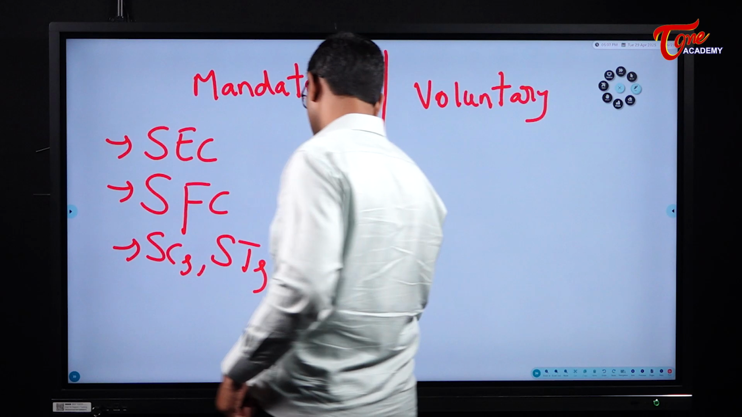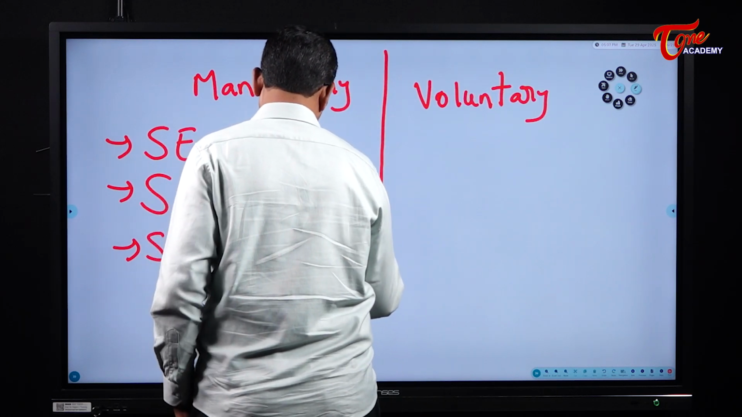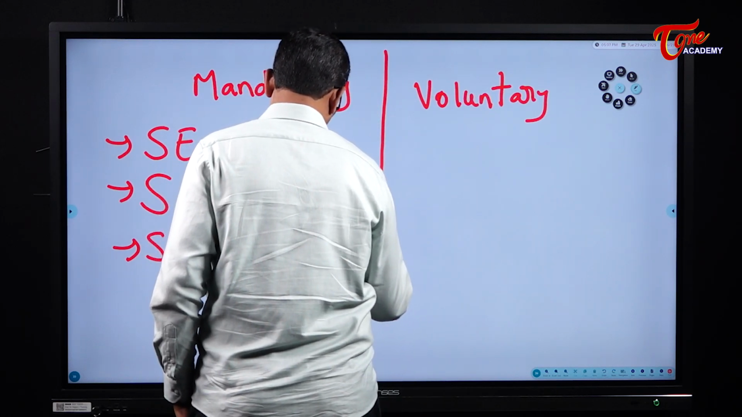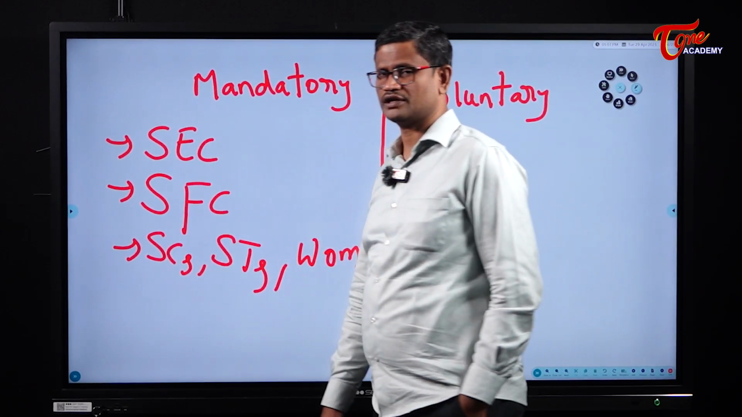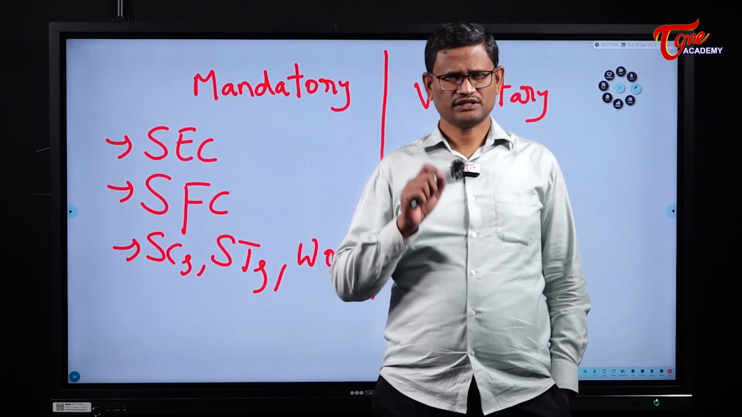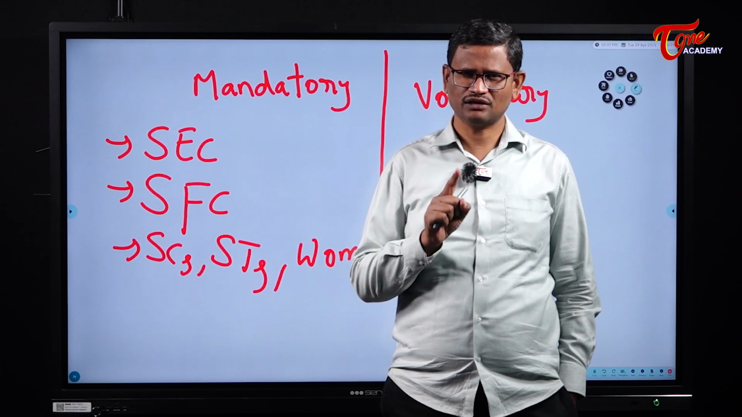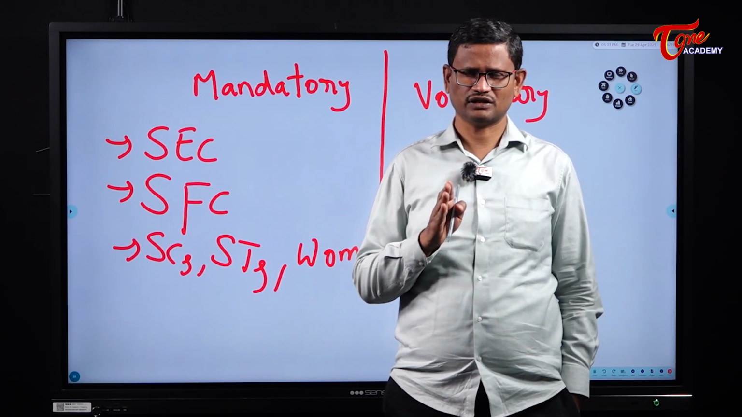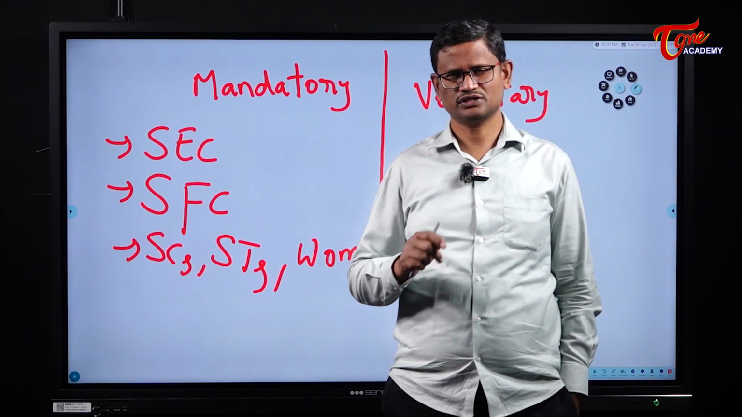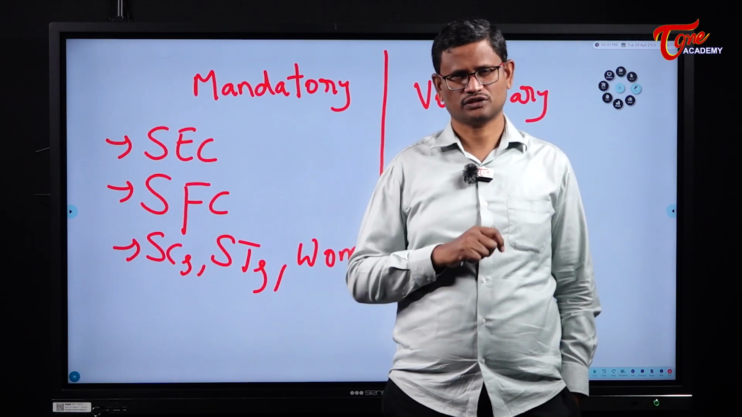Then there are also reservations for women. Again, this is a mandatory provision. No state can say that we will not implement reservations for women. The 73rd Amendment says one-third of the seats at all the levels must be reserved for women. This is again a mandatory provision.